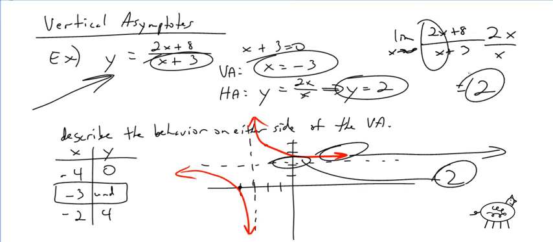Okay, the last thing I want to talk about today is something called end behavior models, and that's actually pretty easy. So it's finding end behavior models.